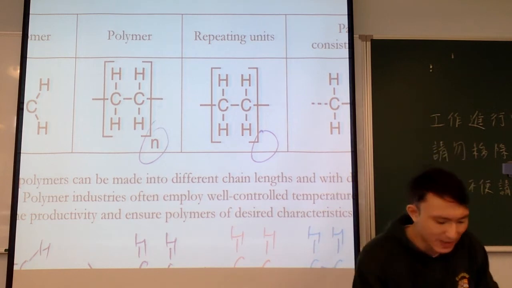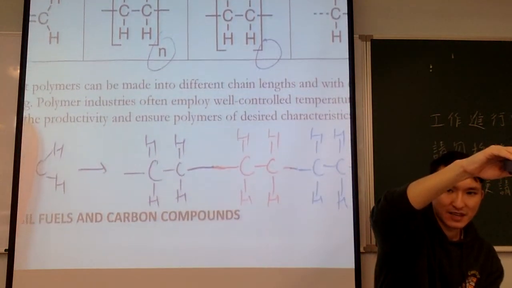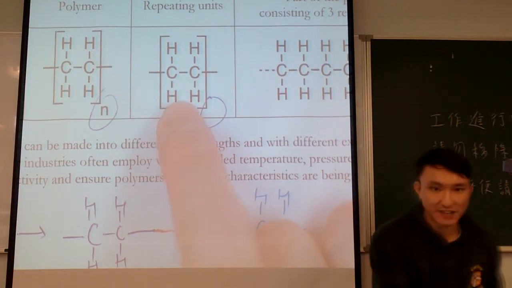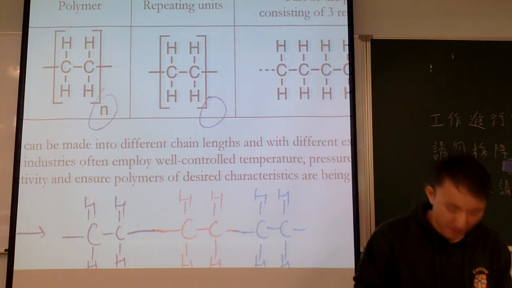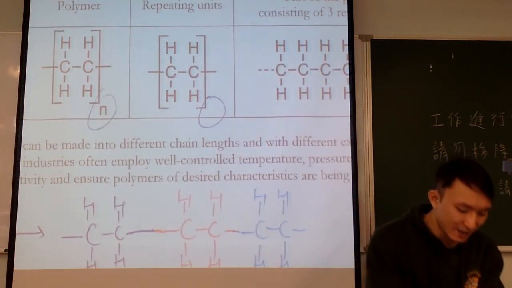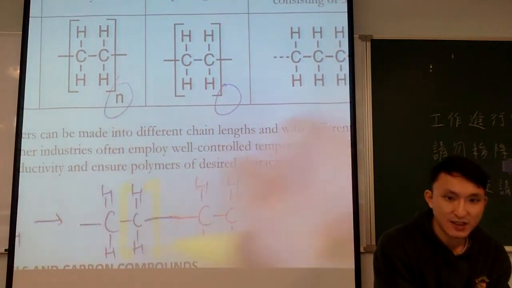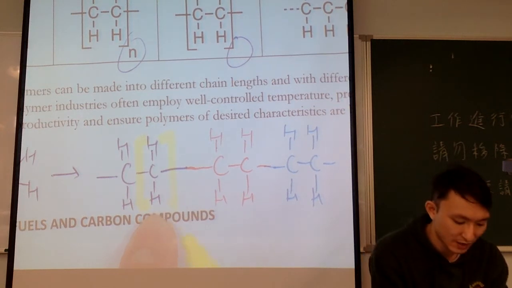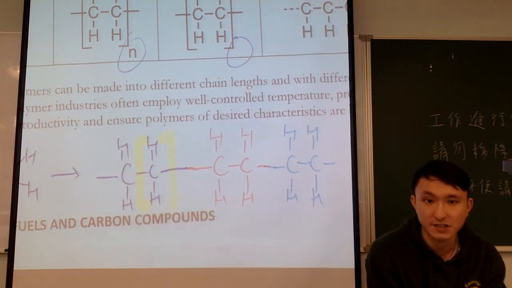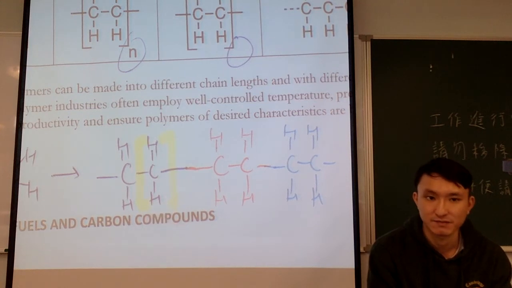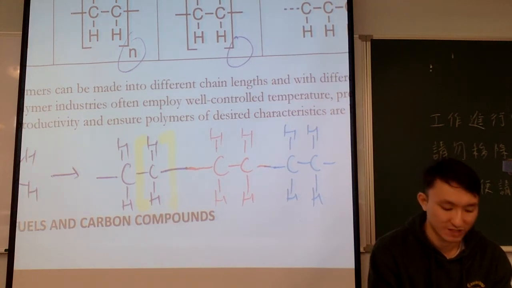So you may ask, hey sir, I understand this one. When you copy and paste n times, then you will get the polymer. Okay, so can I choose this one as the repeating unit? Can I choose this one as the repeating unit? Because if I do copy and paste many times, I can still form the polymer. So can this one be the repeating unit? Well, it turns out no, this is not a repeating unit.